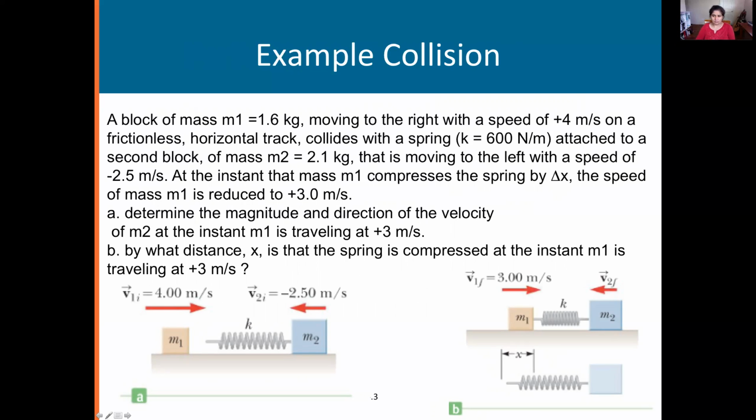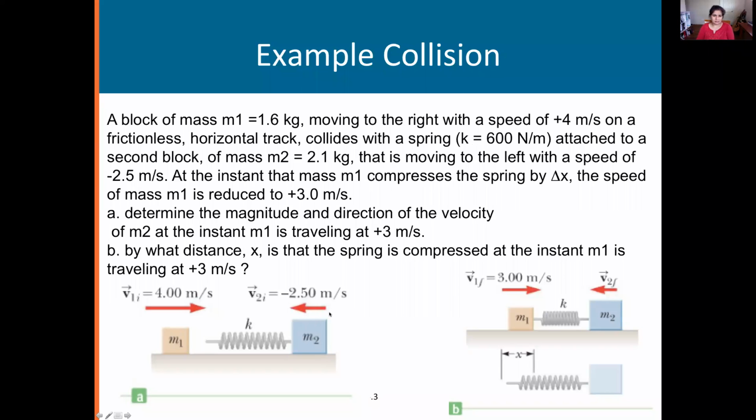Okay, so a block of mass m1, this one, 1.6 kg, moving to the right with a speed of 4 meters per second on a frictionless horizontal track, collides with a spring, okay, and the value of k for the spring is given. So initially, I have this mass moving with this velocity, right? They've given you the picture, so you don't need to draw it. We know the spring constant. It collides with the spring attached to a second block of mass m2, which is 2.1 kg. So we know the second mass. That is moving to the left with a speed of negative 2.5 meters per second. So they told you that this is going to be a negative velocity because it's to the left.